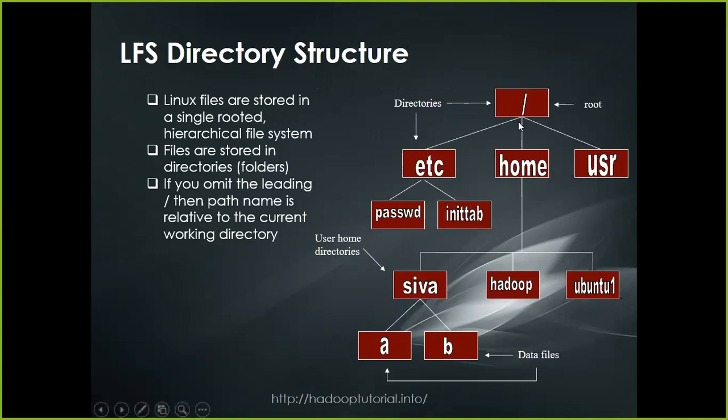So this is the root directory for all the file systems, /home, /usr, /etc. Under etc, again, you will find the password file, which contains the passwords for all the users. Inittab, initialization stuff will be there. And under home, if you have multiple users, Shiva, Hadoop, and Ubuntu One, you can see multiple user home directories.